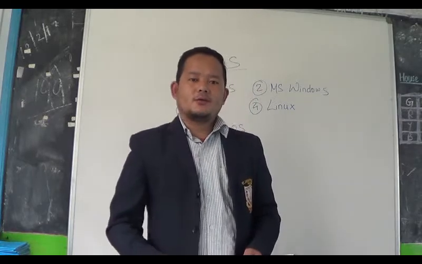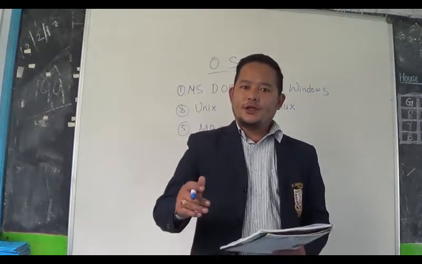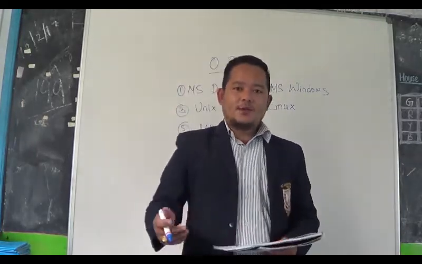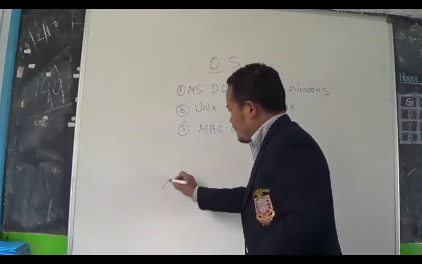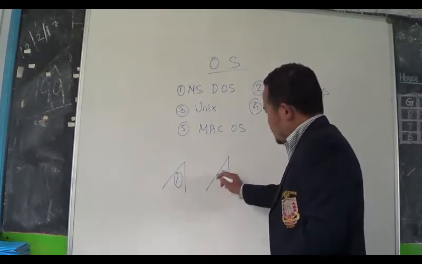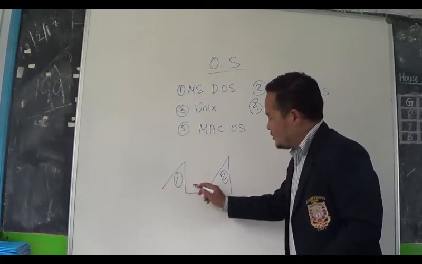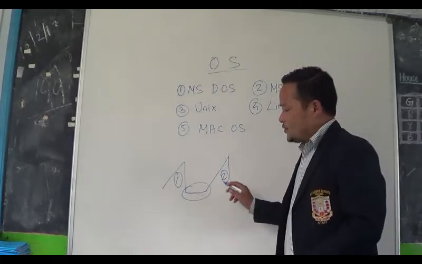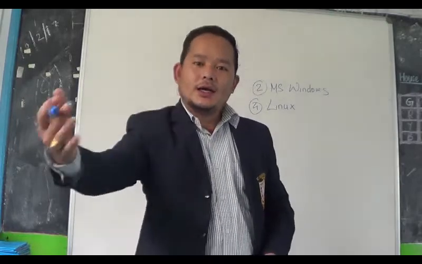Okay, next we will talk about the user interface. The operating system provides a user interface through which we can communicate with the computer. I'm going to give you a very simple example. If there are two places, value number 1 and value number 2, and there is a road which connects them, this road is like a user interface between the two. So a user interface is a connection between a user and a computer.